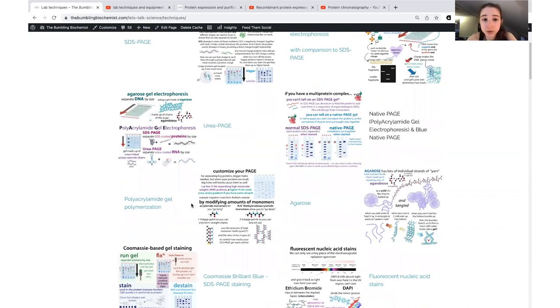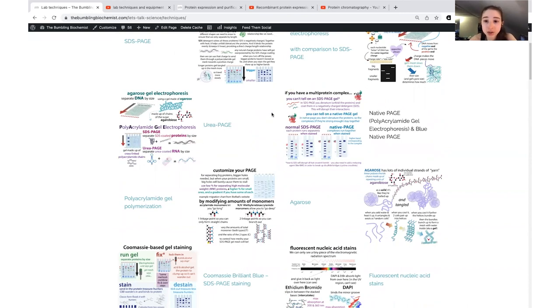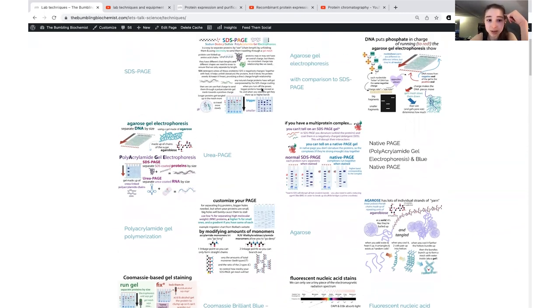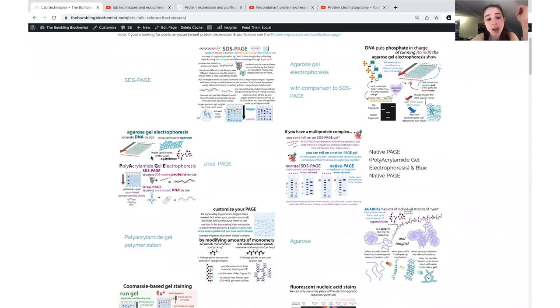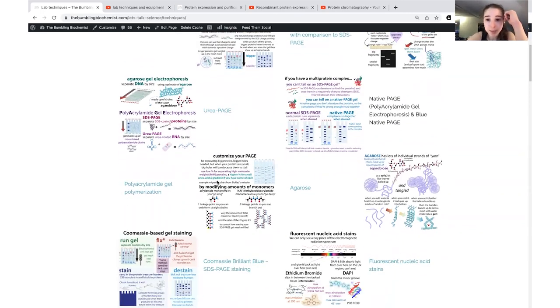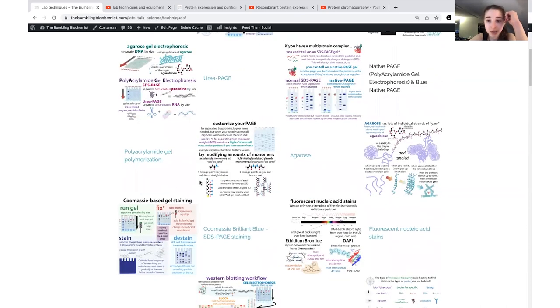A key distinction between the PAGE gels and the agarose gels is, one, just how they look. The PAGE gels are typically going to be run in a vertical format in between two thin glass plates, and it's going to be a really thin gel that's held up by these plates. When you're talking about an agarose gel, this is typically in a horizontal slab, and so you don't have to have plates holding it up, you just have a caster on the bottom. They also differ in their makeup, and how you actually make them.